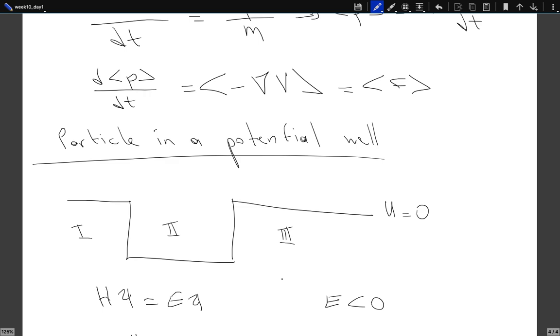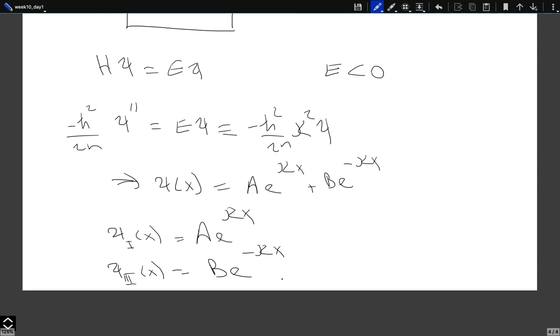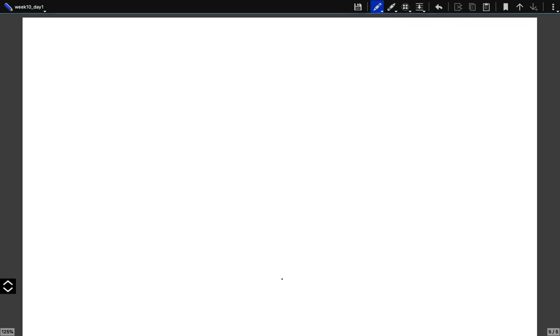You will never find your particle over there. Your particle will not feel what is in region 1 and what is in region 3. But now we have these wave functions. They are non-zero. My particle has a non-zero probability to be in region 1 or region 3.